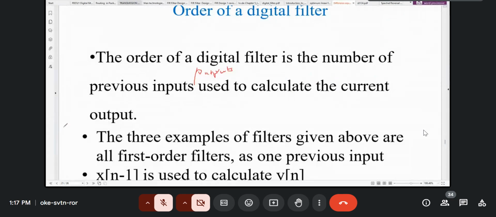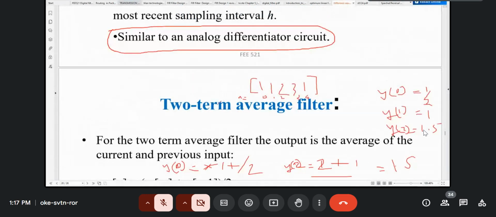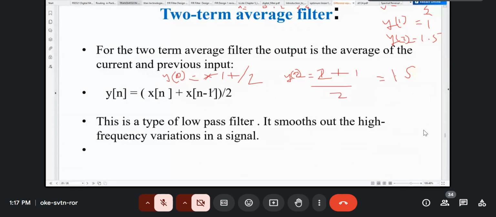Order, I think we have already talked about the order of the filter. By definition, the order of the filter is the number of previous inputs used to calculate the current output. So in this scenario, there is a first order filter because there is only a single delay.